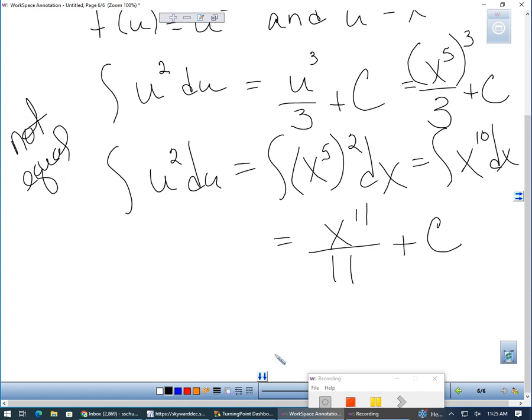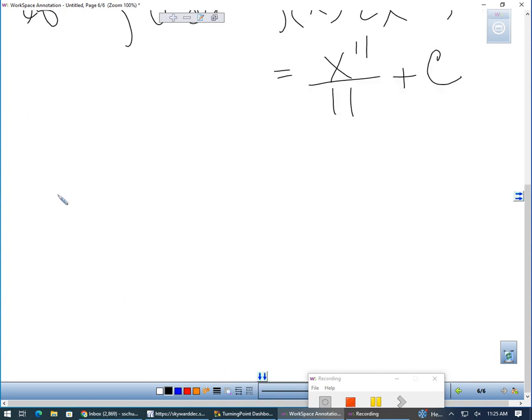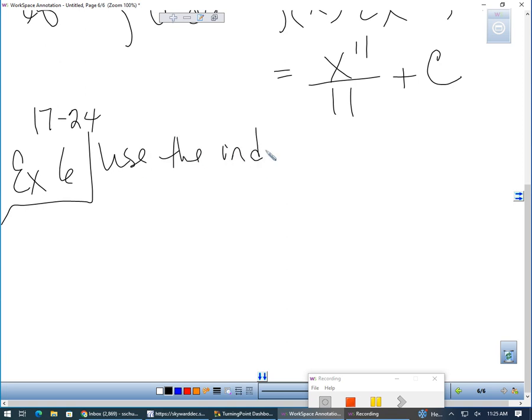Example number 6, and this should be our last one. And I'll decide what we're going to do. Example 6. This is, oops, wrong part. Number 17 through 24. Use the indicated substitution. So in this section, they're going to tell you what the substitution is. All right, so that you don't have to figure it out yet. They're going to give it to you.